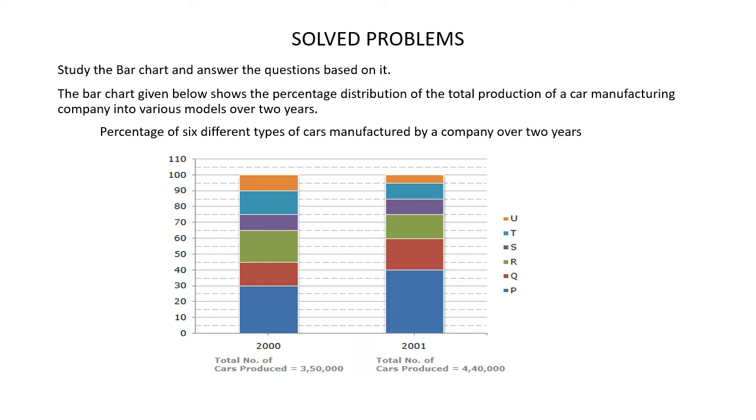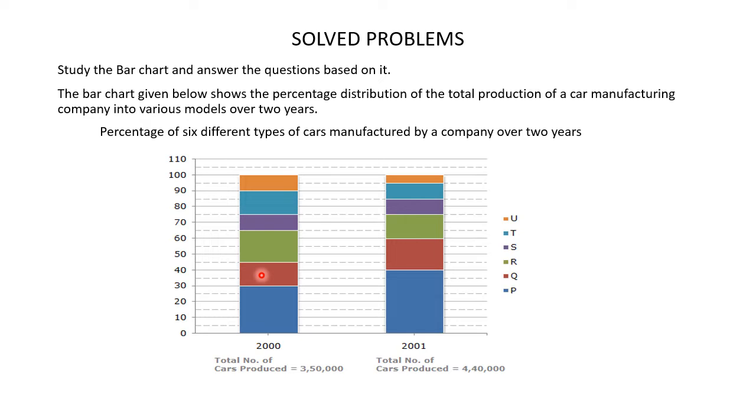Now let's take the example of the bar graph for the year 2000. Now here this dark blue rectangle represents P type of cars. The height of this dark blue rectangle indicates the percentage distribution of the P type cars. So the height of this dark blue rectangle corresponds with the number 30 on the y-axis. This means that 30% of the total number of cars produced in the year 2000 is of the P type.